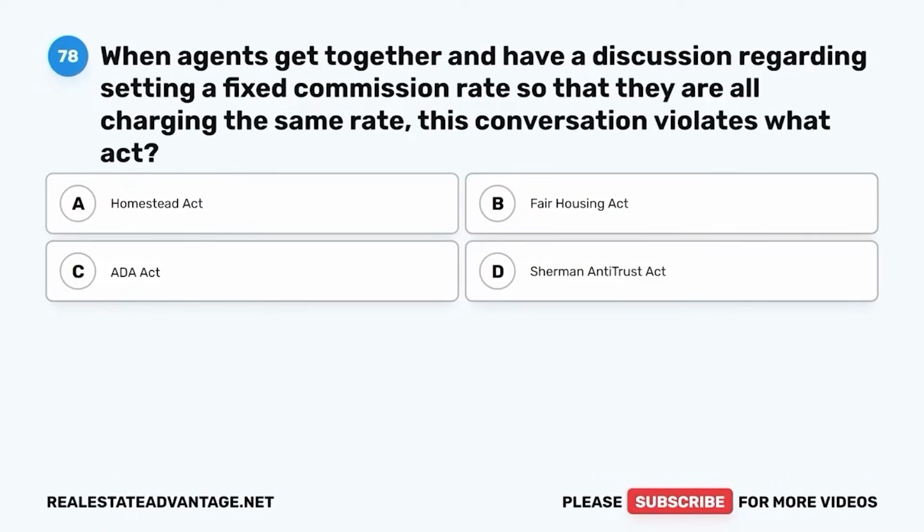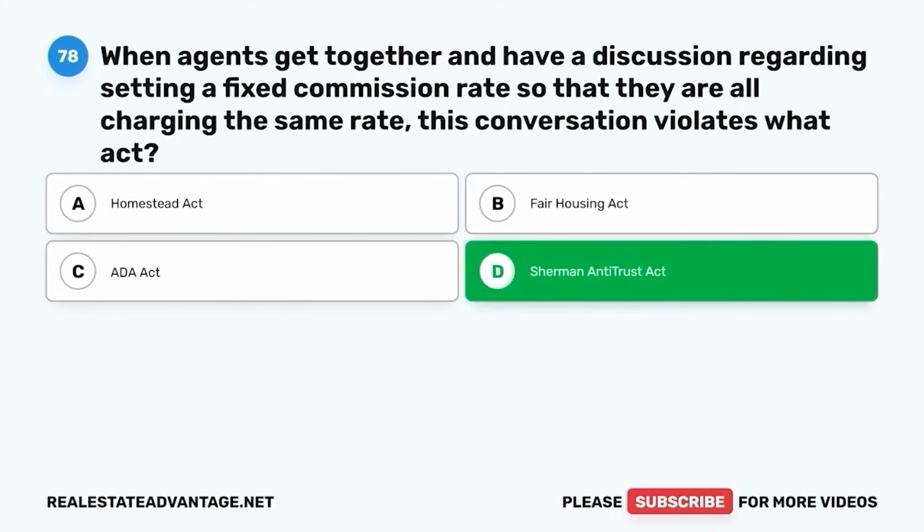Question 78. When agents get together and have a discussion regarding setting a fixed commission rate so that they are all charging the same rate, this conversation violates what act? A. Homestead Act. B. Fair Housing Act. C. ADA Act. D. Sherman Antitrust Act. The correct answer is D.